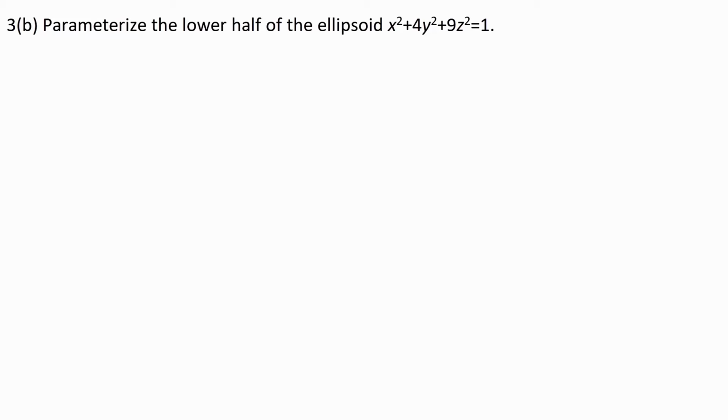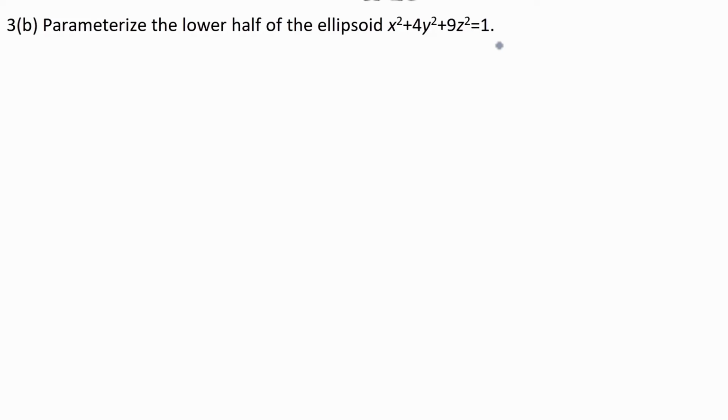The directions say to parameterize the lower half of the ellipsoid x squared plus 4y squared plus 9z squared equals 1. And that's good news. Life is easy. All you have to do is solve for z and take the right root and you'll have it. So the idea is this, and this is generic.